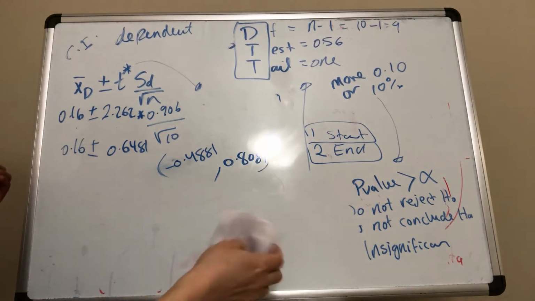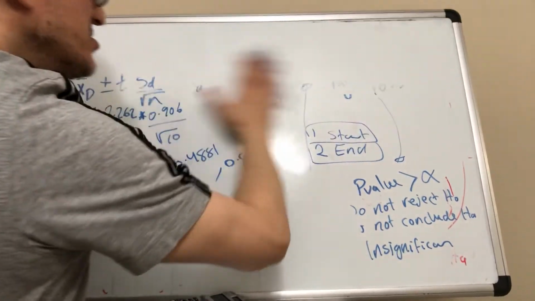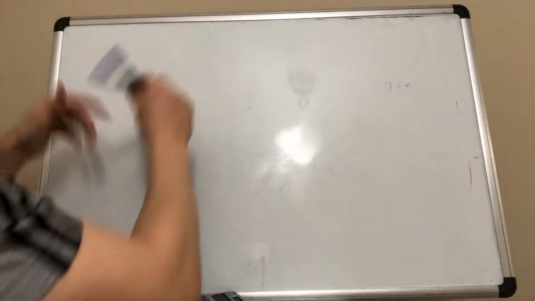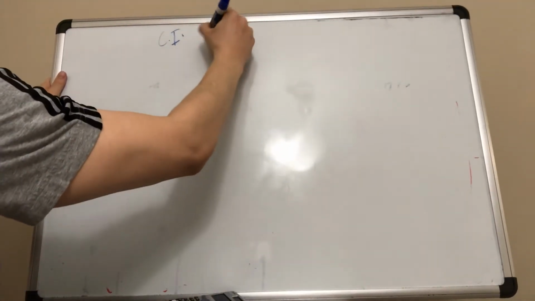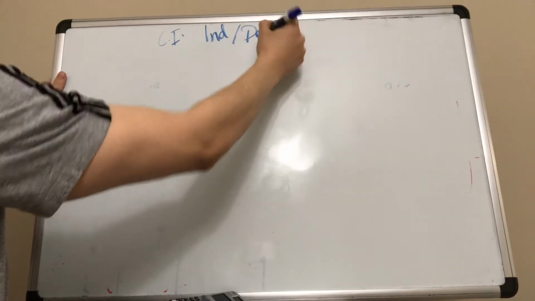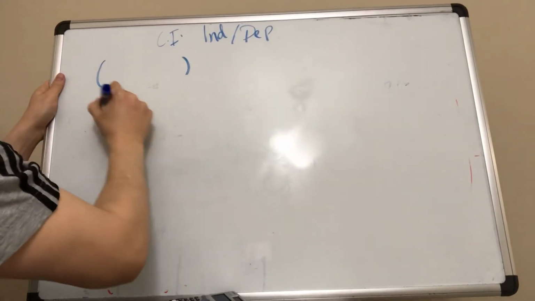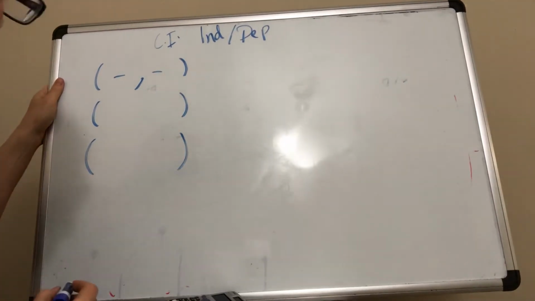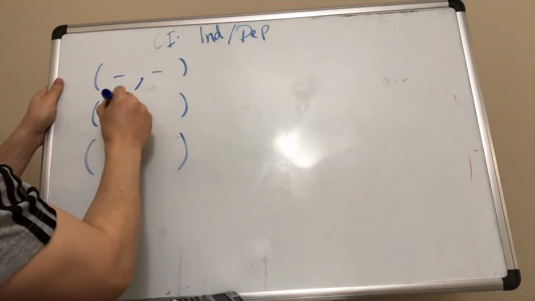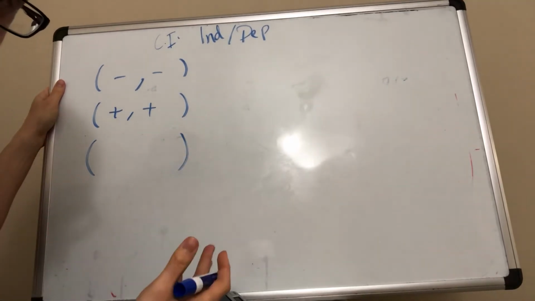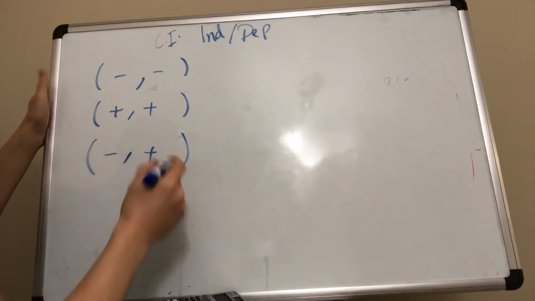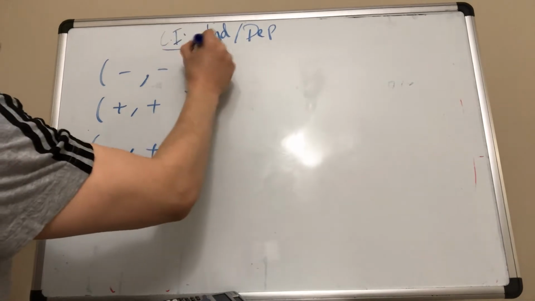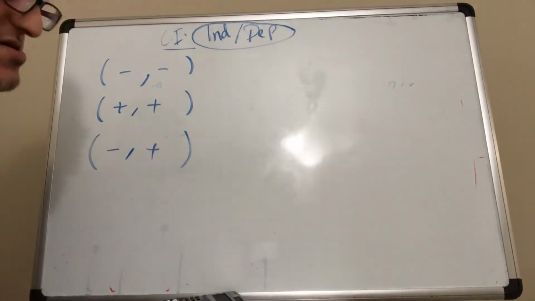One thing that I want to talk about is when you do confidence interval, independent or dependent. Whether it's an independent system or a dependent system, you will end up with three cases. It could be that the first number is negative and the second number is negative. It could be that the first is positive and the second is positive, or negative positive. It's never anything else. It's one of those three. Only for confidence interval, independent or dependent.